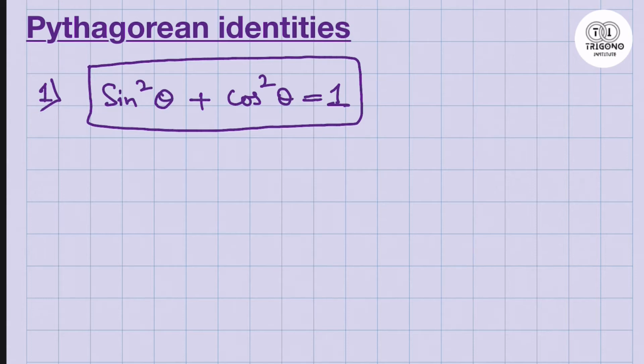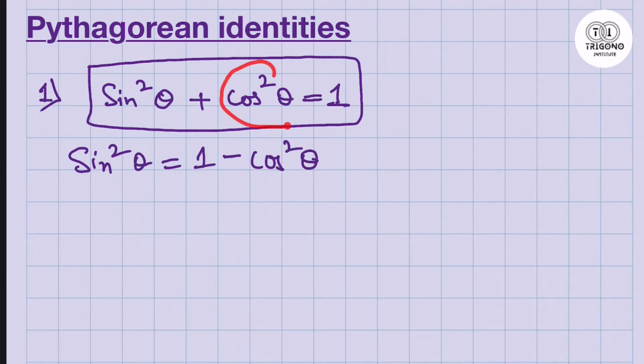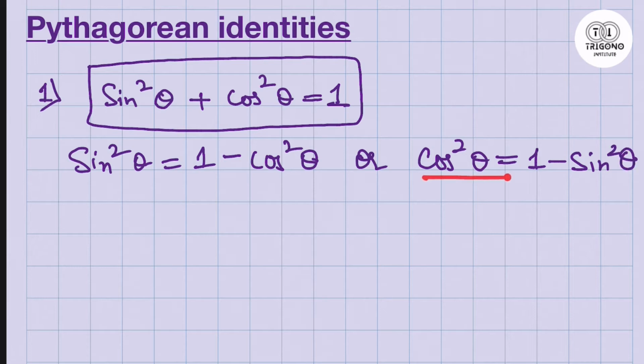My first identity can be sine square theta is equal to 1 minus cos square theta. Cos square theta will be transposed to the other side of the equal sign, so it will take the negative symbol. You can also write cos square theta is equal to 1 minus sine square theta. Here we did the same again. This time I am finding the value of cos square theta, and it gives 1 minus sine square theta. This is based on your need, on what you want to find.